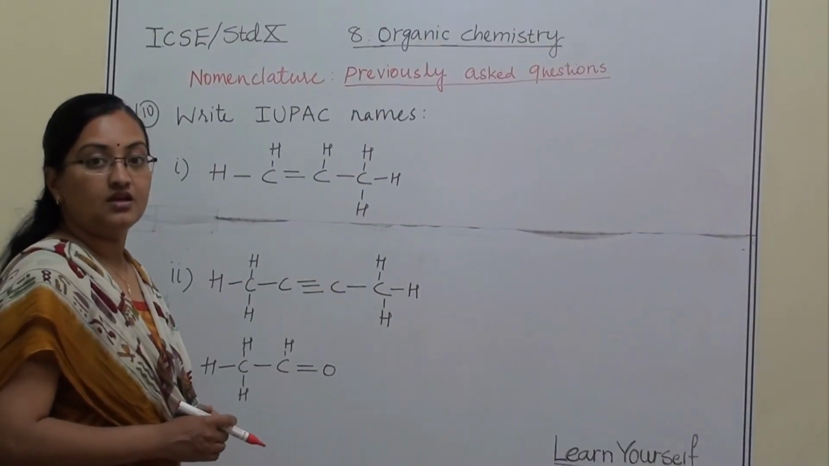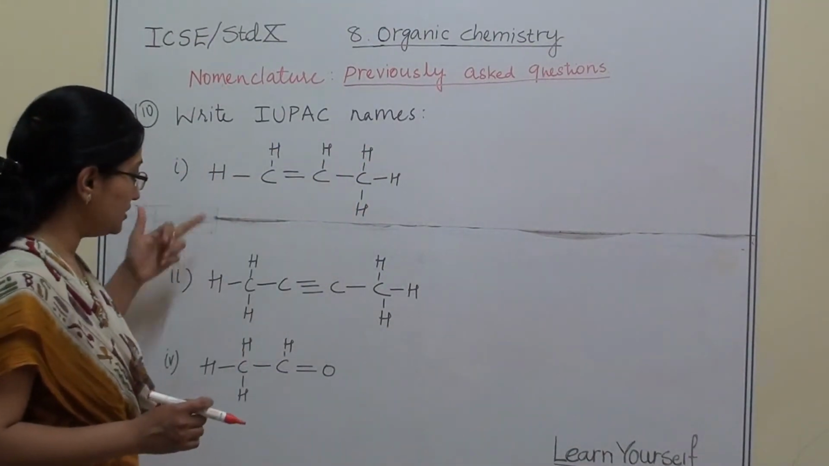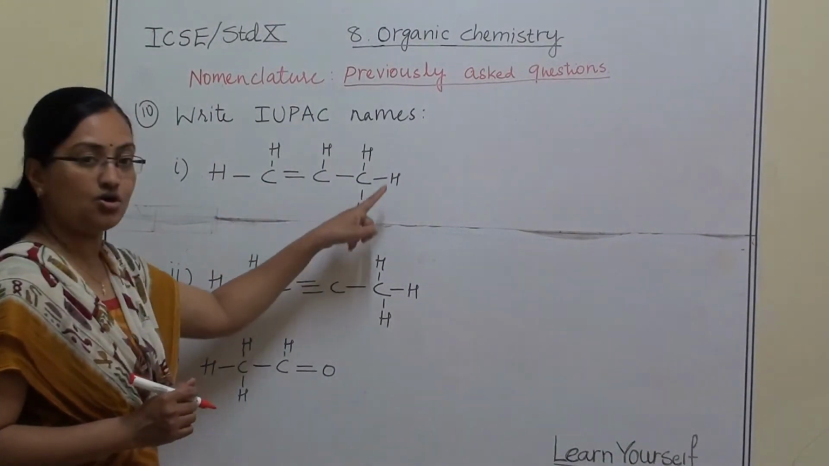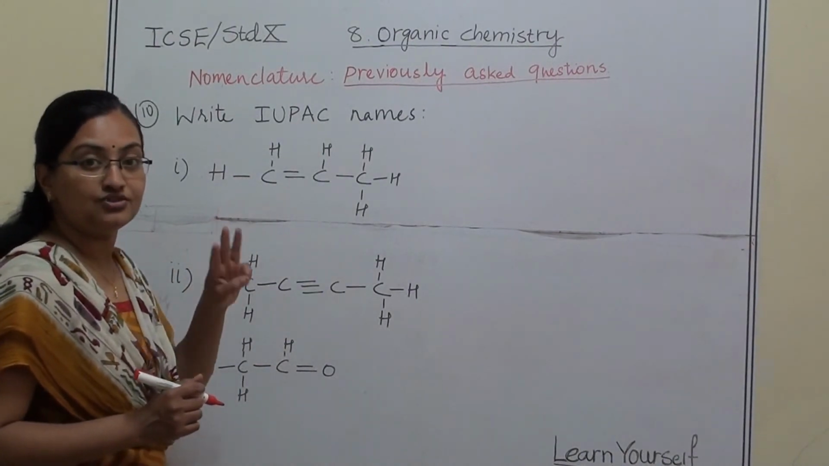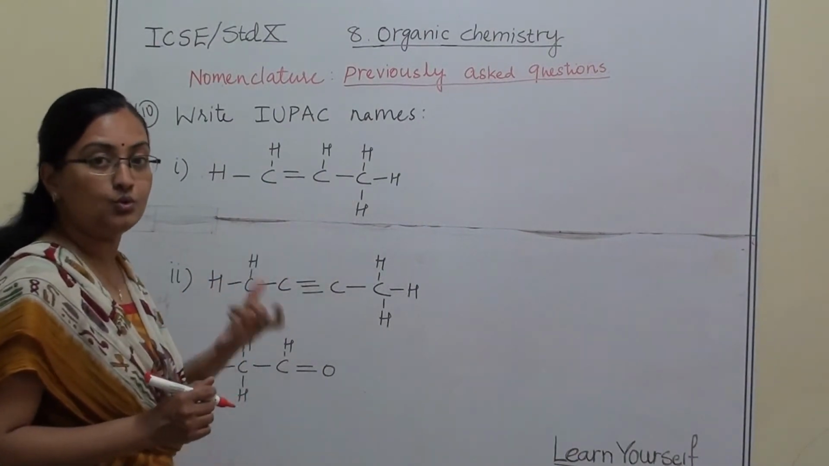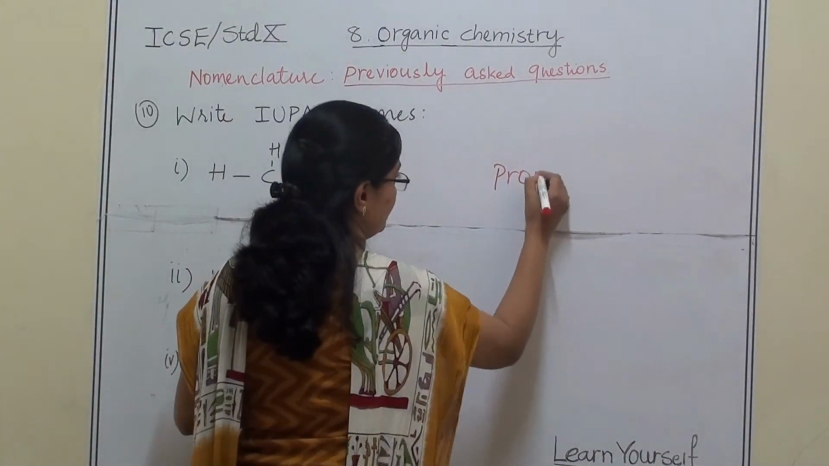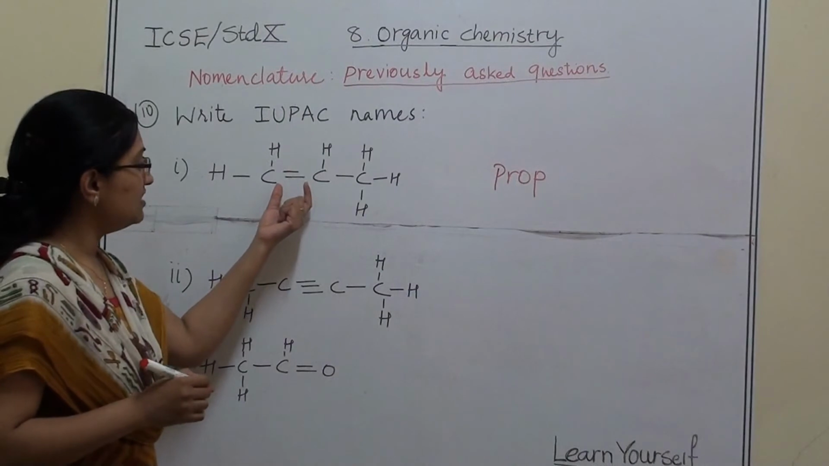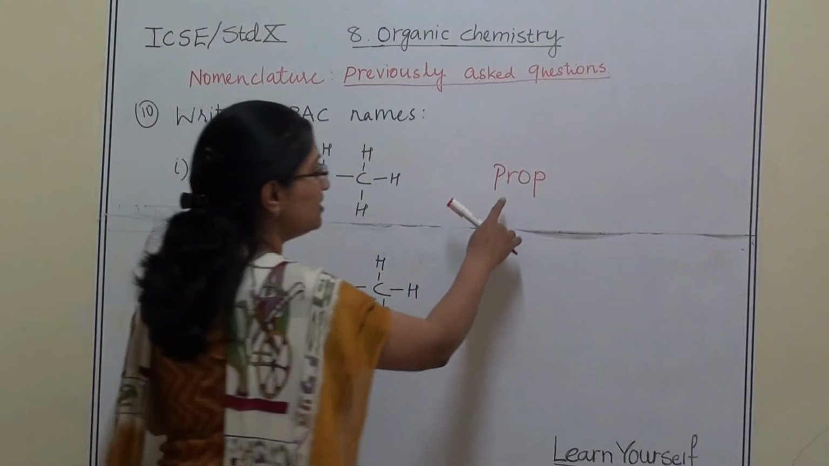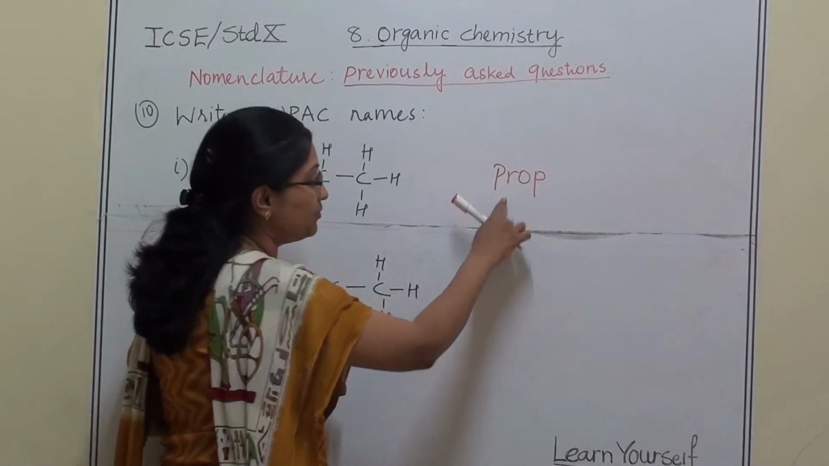10th question. Write IUPAC names for all these 3 structures. First structure. In the first structure, the long chain consists of 3 carbon atoms: 1, 2 and 3. So the root word we are using here will be prop. And if you see here, there is a double bond, so it is going to be the alkene series. So here we are going to write ene as a suffix. So it will be propene.